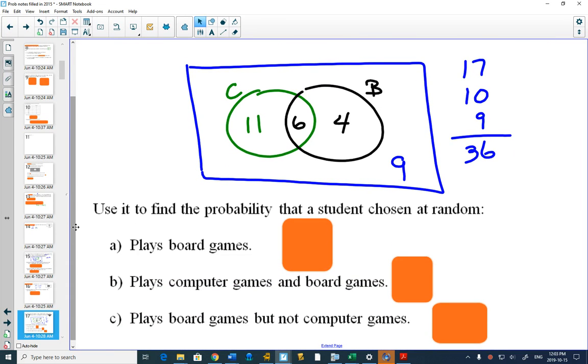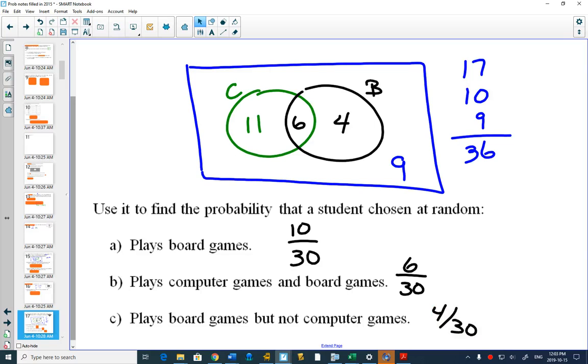What's the probability a person chooses board games? 10 out of 30. Plays computer games and board games? 6 out of 30. Plays board games but not computer games? 4 out of 30.